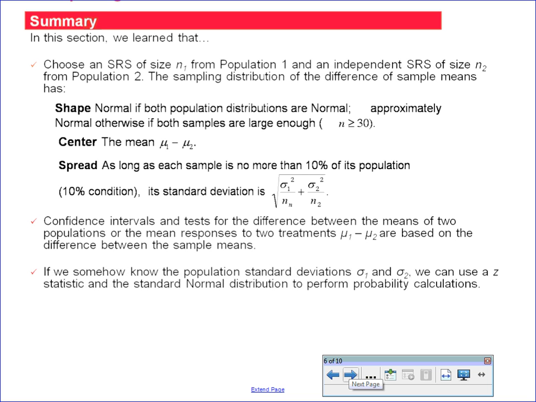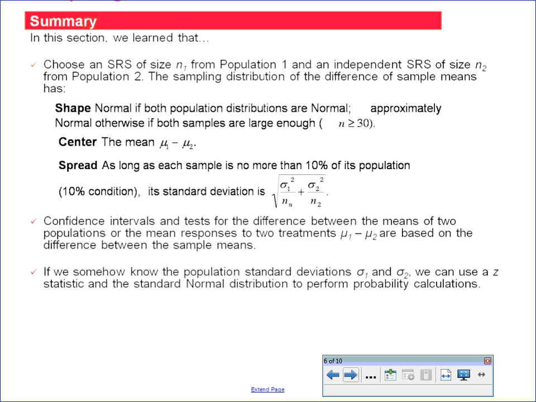Declare our null, check the conditions: random, normal, independent, create our t-value, or t-statistic, get a corresponding p-value, and then say in our conclusion, because the p-value is less than the alpha, we reject the null hypothesis and conclude blah, blah, blah. Or, because the p-value is greater than the alpha, we fail to reject the null hypothesis. We do not have evidence that blah, blah, blah. That's really it. Shape is the same as it ever was.